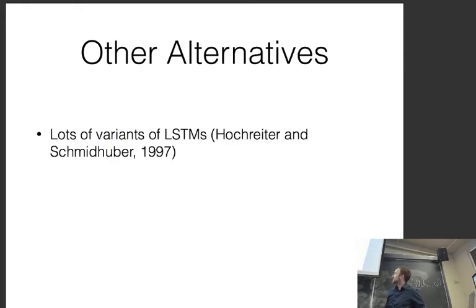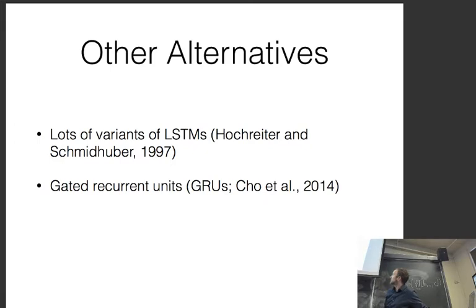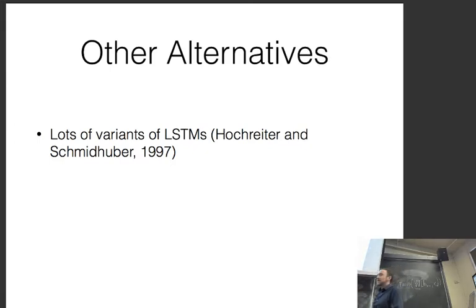So there's also a lot of other alternatives. There's lots of variants of the LSTM. I think there's a paper that I cited here. There's a paper that I actually didn't cite here called LSTM: A Search Space Odyssey, where basically they searched over all the variants of LSTMs by adding the forget gate, removing the forget gate, adding the input gate, removing the input gate, changing things around. And the conclusion of the paper was LSTM is pretty good, and it's hard to beat.